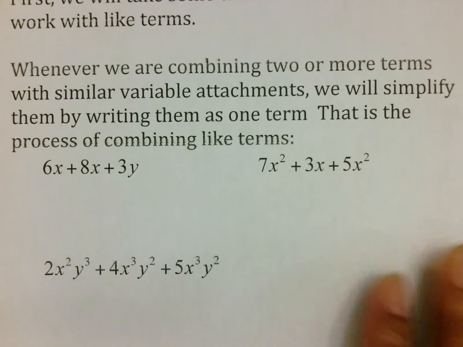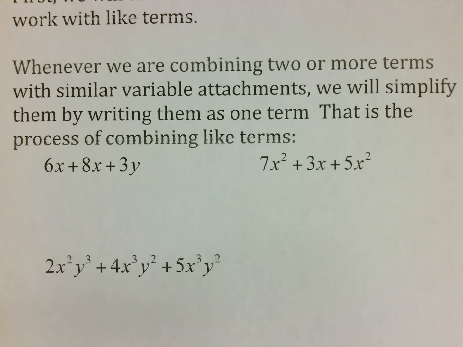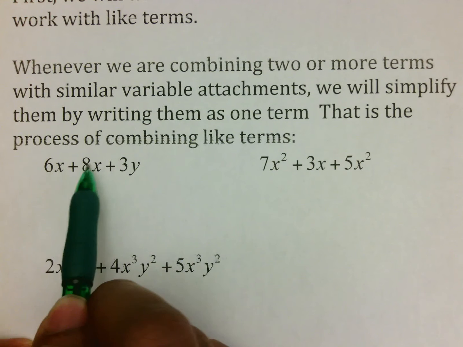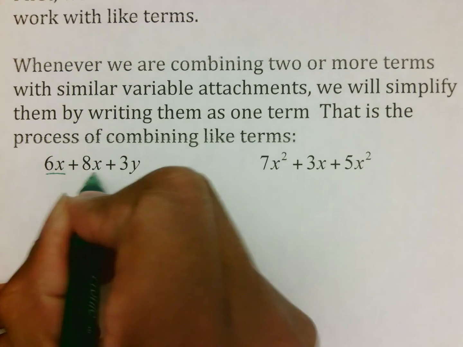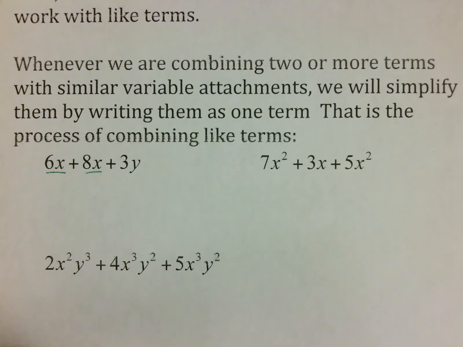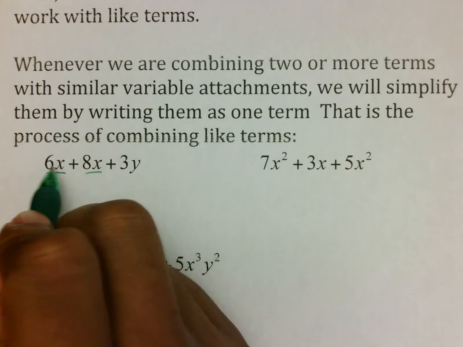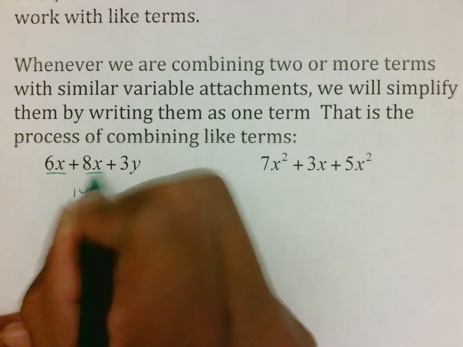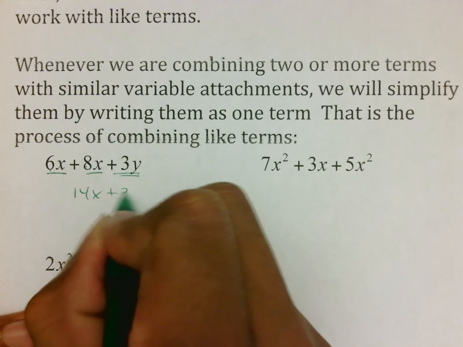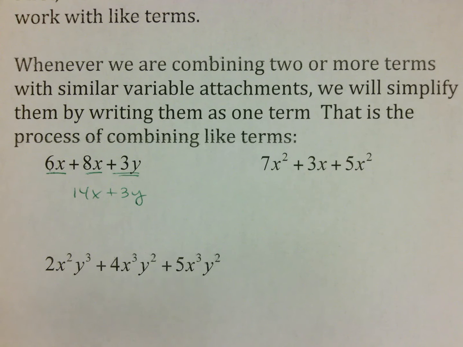Again, whenever we are combining 2 or more terms with similar variable attachments, we simplify them as writing one term. That is what they mean when they say combine like terms. So looking at this, we have 3 terms, 6x, 8x, 3y. The like terms in this problem are 6x and 8x because both of them have an x on them. 3y is not a like term, and so instead of writing 2 of these, you put 6 and 8 together to make 14 x's, and then you bring down your plus 3y. That is how you combine like terms.